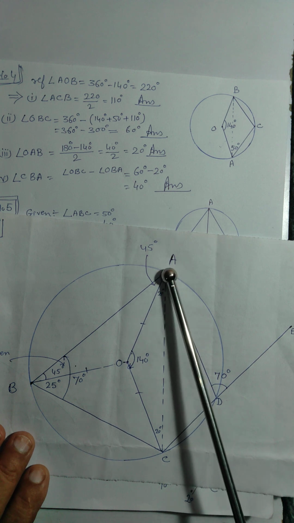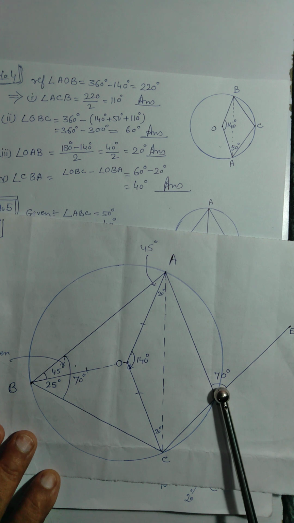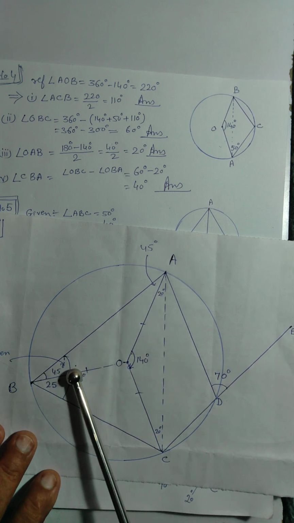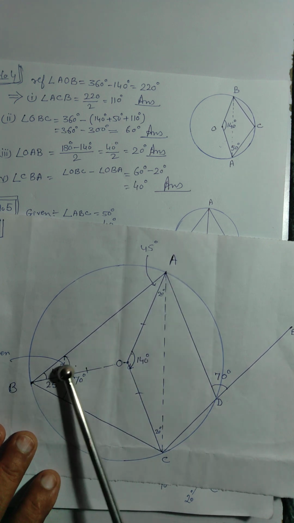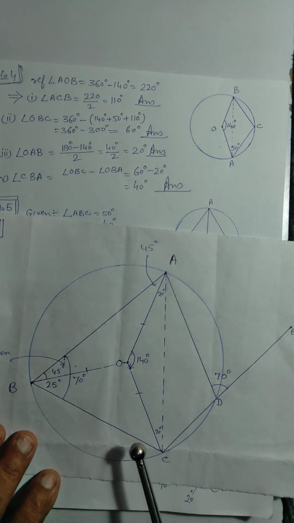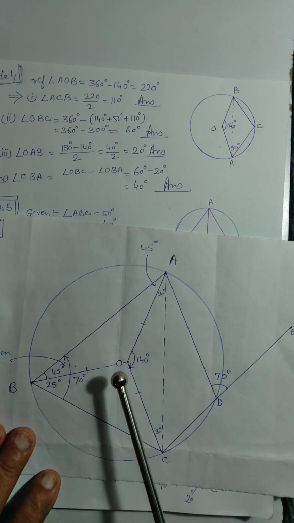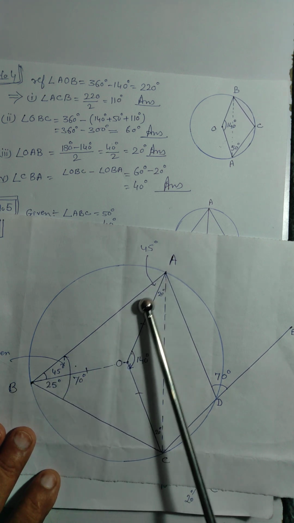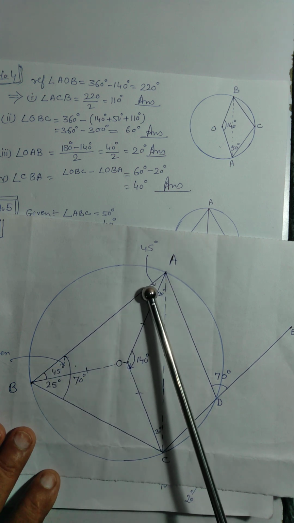ABCD is a cyclic quadrilateral and CD has been produced to E. This angle is given 70 degrees. And OBA is also 45 degrees. It is given. Now you see OA, OB and OC. These are the radii of the same circle, hence they are equal. Now in triangle OBA, OB is equal to OA, so it is an isosceles triangle. So this will be 45, again it will be also 45 degrees.